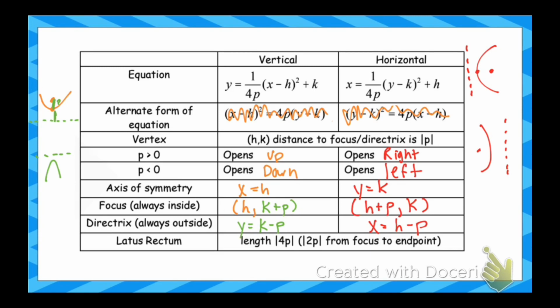Now, these equations that we just wrote here, you do not have to memorize those equations. We can always determine this from the graph. As long as you remember the focus is inside, the directrix is outside, and the distance from either one to the vertex is basically the absolute value of p. Then as long as we know that, we don't have to memorize those equations. We can just graph it out to see what it's going to be.